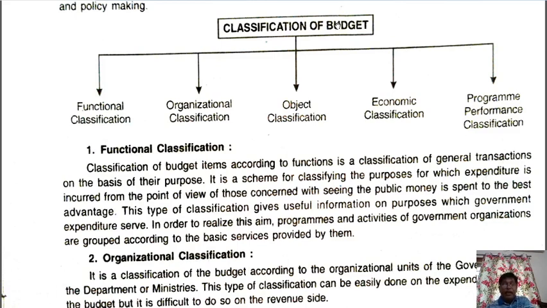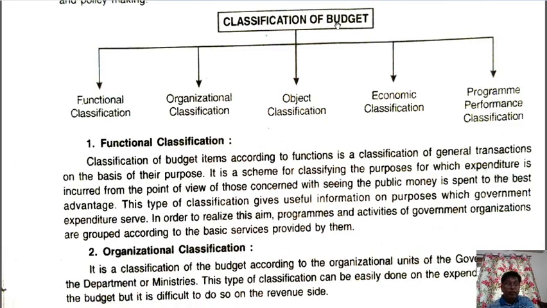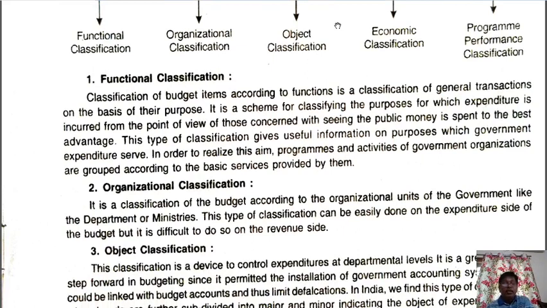The classification of budget items according to function is a classification of general transactions on the basis of their purpose. It is a scheme for classifying the purpose for which expenditure is incurred, from the point of view of those concerned with seeing that public money is spent to the best advantage. Second, organizational classification.